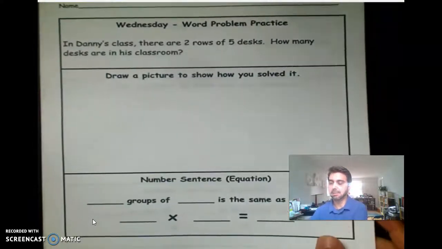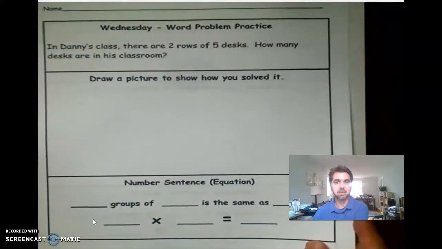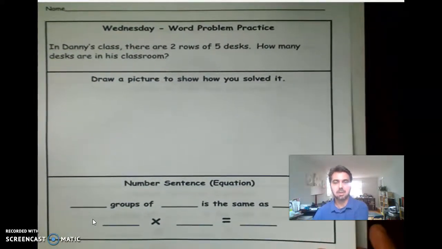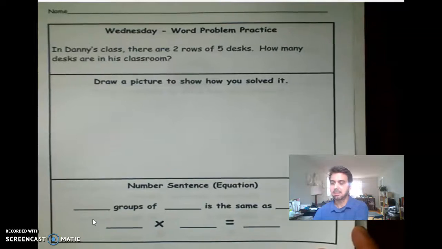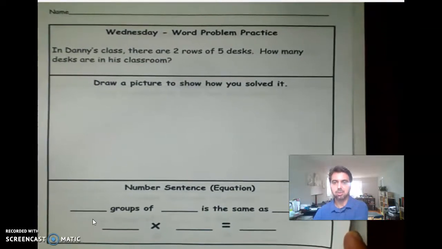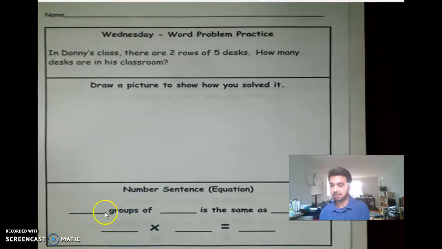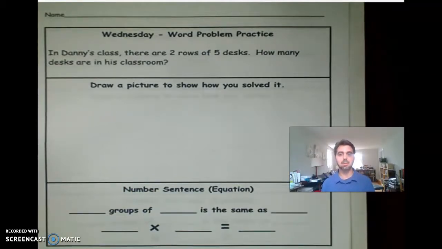Okay, so for today, we are going to pick up on something that you may have already been doing some work on, which is using arrays. Arrays are usually dots or circles that you can use to help you draw a picture of something that's happening to help you solve it. So here's an example.